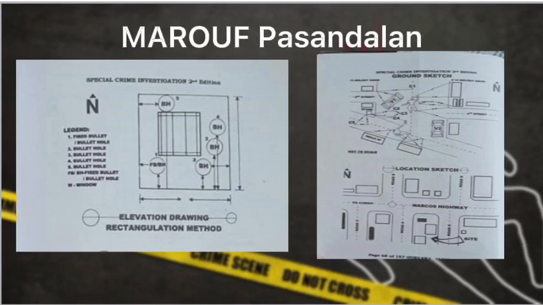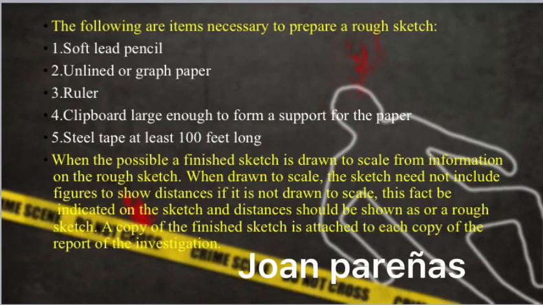The sketch of the grounds pictures the scene of the crime with its nearest physical surroundings, like a house with garden, the plan of one or more floors in a house, and so forth. Okay, sa location sketch naman is diyan malalaman kung sino ang gumawa at kung paano niya ginawa ang isang krimen. The following are items necessary to prepare a rough sketch: soft lead pencil, unlined or graph paper, ruler, clipboard large enough to form a support for paper, steel tape not less than 10 feet long.